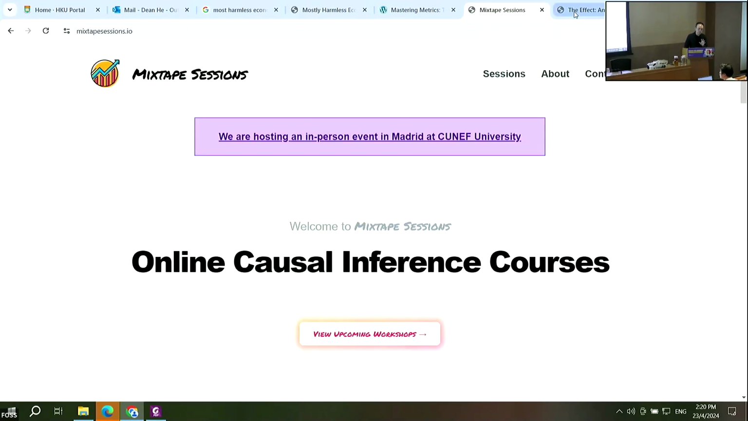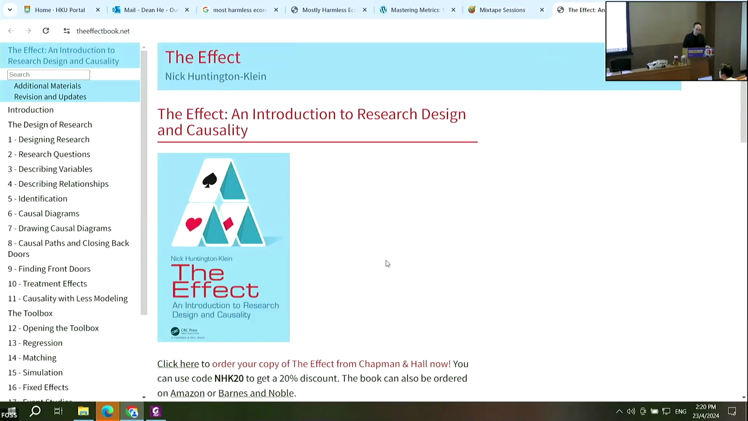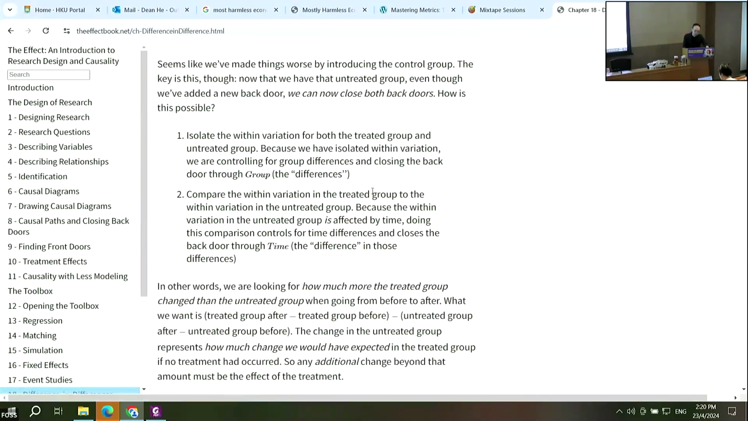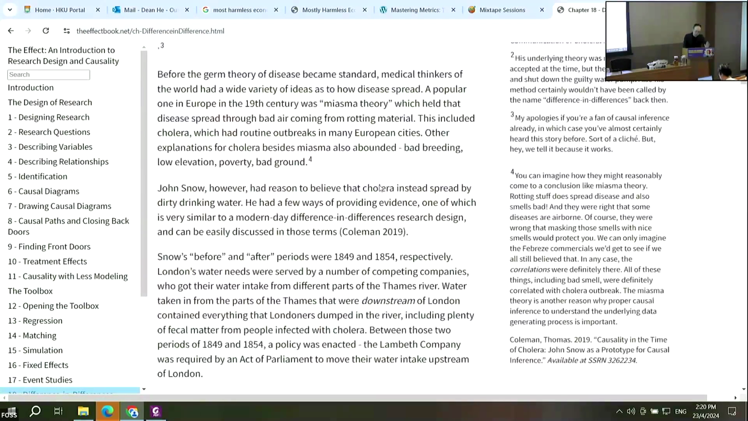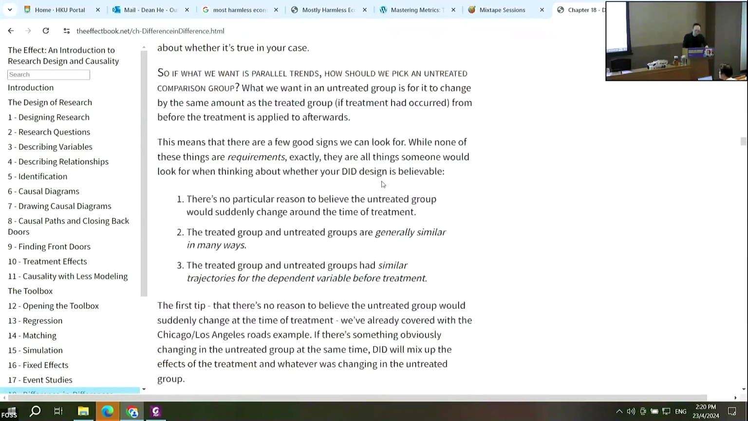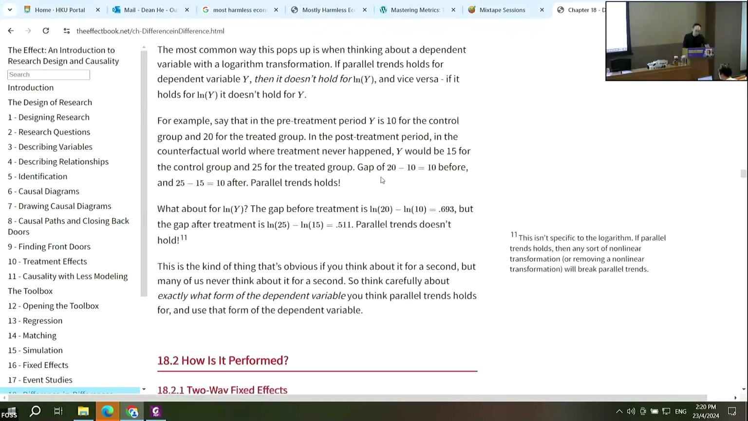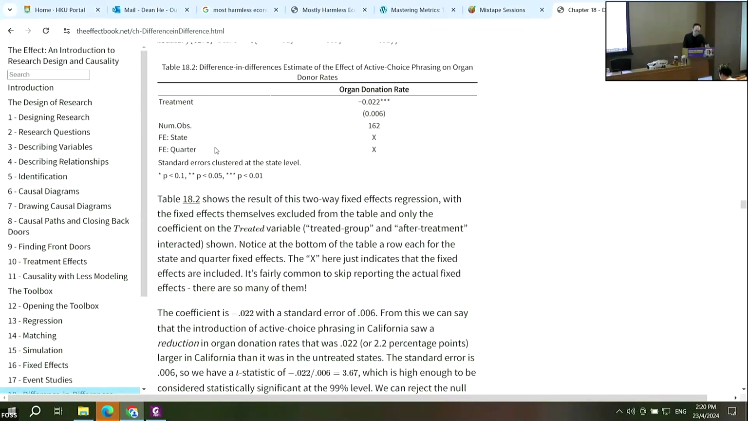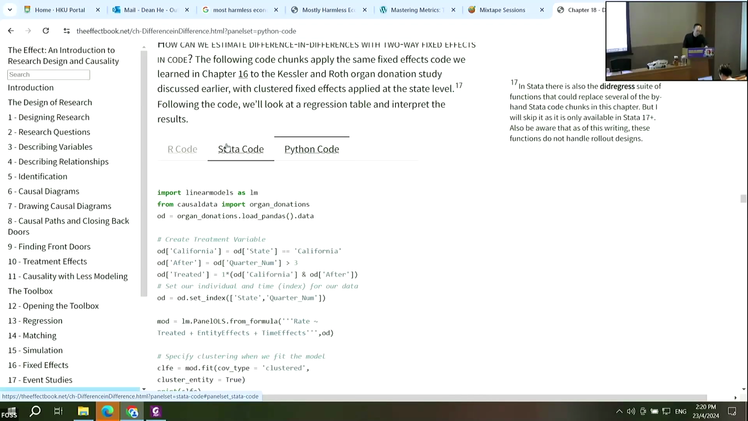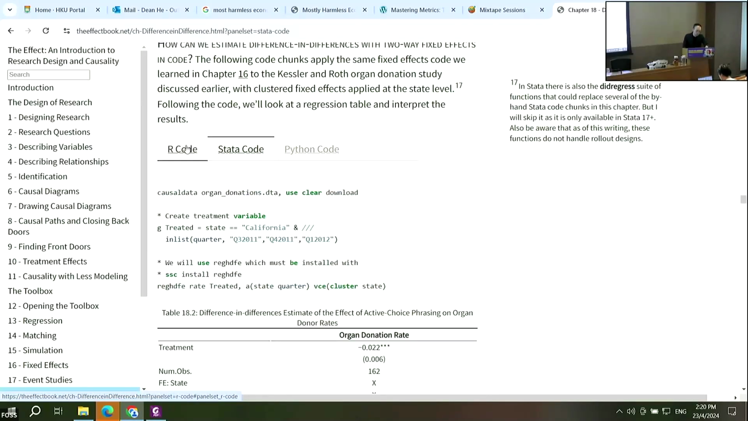Okay, and then these latter two resources. This one, the effect, is just called effectbook.net by Nick Huntington-Klein. There's a whole chapter on difference in difference. You can read about it. I'm not going to be doing that with you today, because you can do that later. And they even have complete codes in three formats, which is completely free and accessible. I believe they are in R, Stata, and Python. I don't know anything about Python, but the other two are what I use, so I find them extremely helpful.